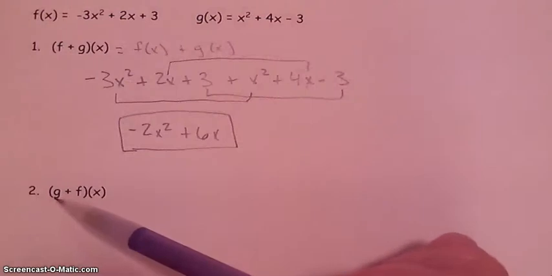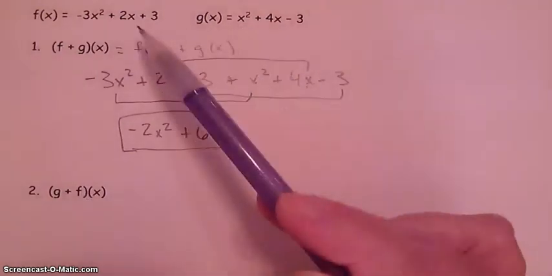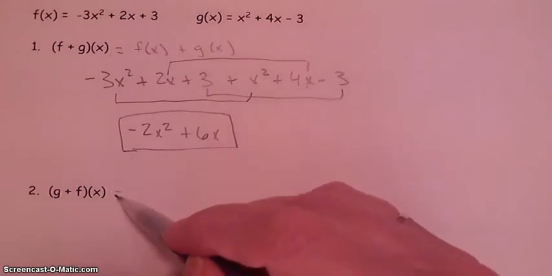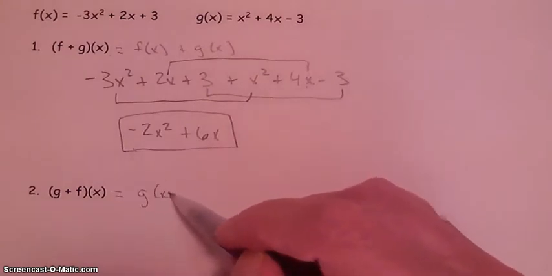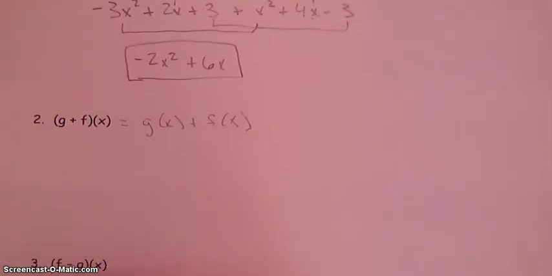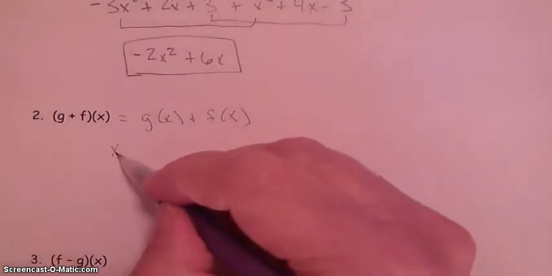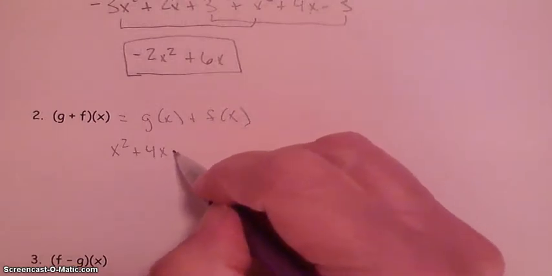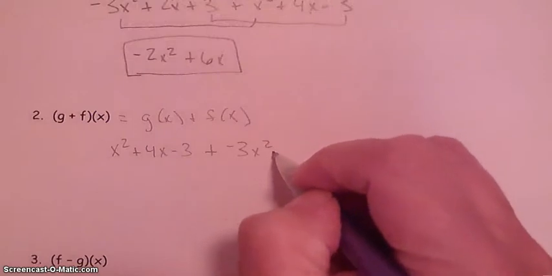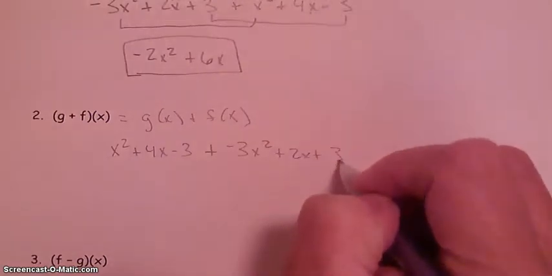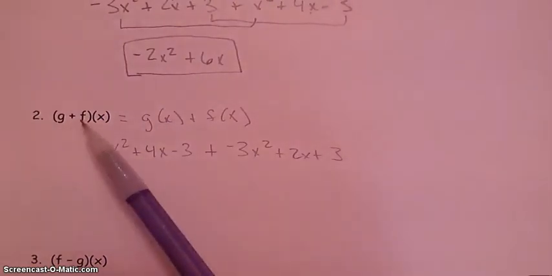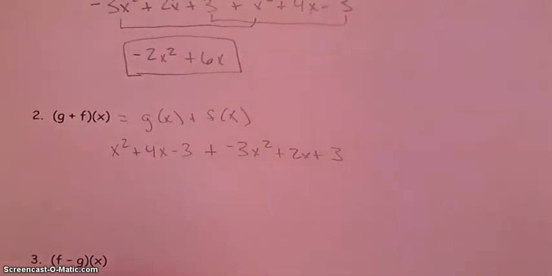Okay, our second example, we're going to look at g plus f of x. Again, using the same two functions I got. So g plus f is going to actually equal g of x plus f of x. Okay, so we're going to just add these together. So g of x was x squared plus 4x minus 3 plus f of x, which would be minus 3x squared plus 2x plus 3. Okay, so here I kind of want to wonder if order matters. Does it matter if I add g plus f of x or f plus g in the first example?